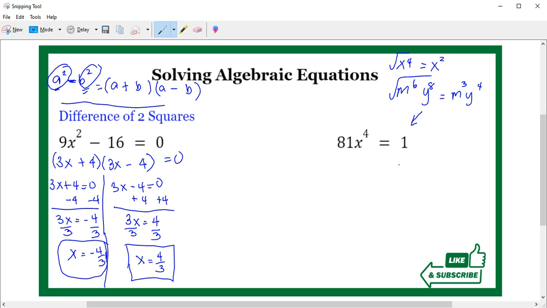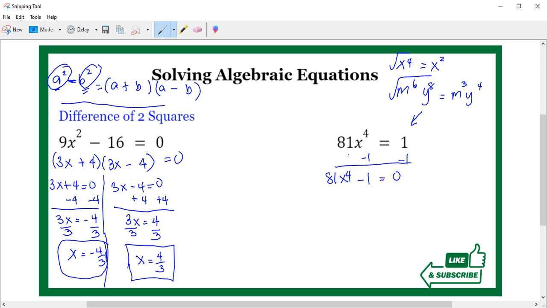So what we're going to do is I'm going to subtract 1 so that the right side of my equal sign is 0. And I'm going to subtract 1 here too. So now these are not like terms. I'm going to do 81x to the fourth minus 1 equals 0. So now we're good. We have an equal to 0.